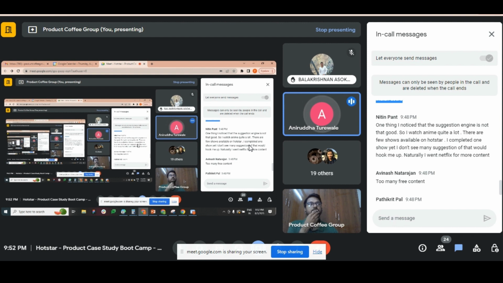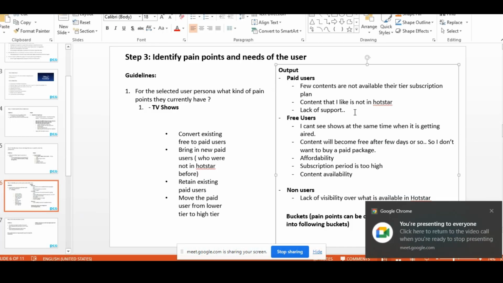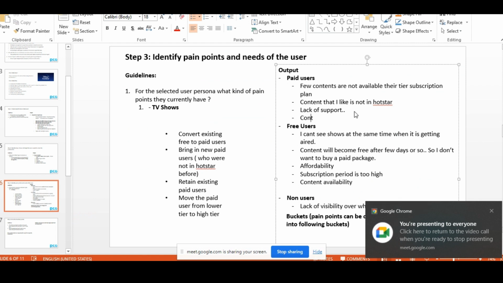Suppose I am a paid user. I have full access to all the content, but I'm not able to decide what to watch. After a month, I figure I'm not able to watch that much in that time, so I don't want to subscribe again. But if you have a better suggestion engine, I will definitely go for it. So basically, that's my suggestion: content discovery is not good for paid users.